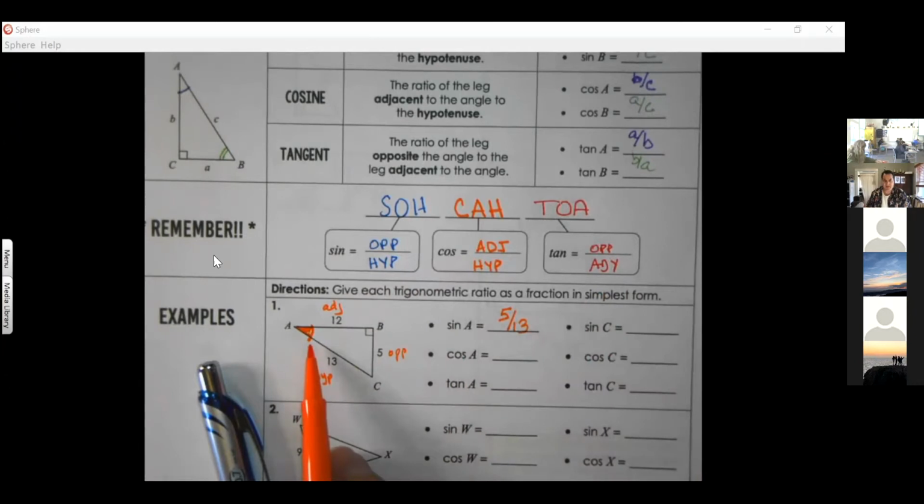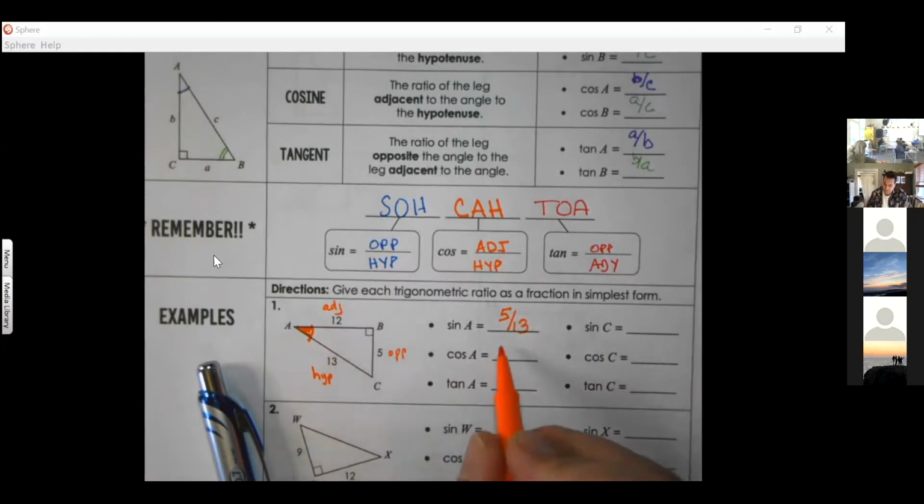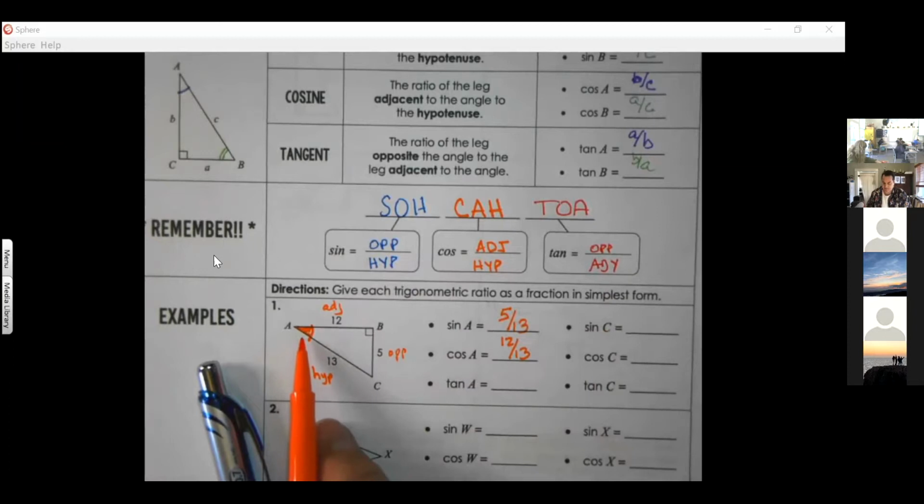What would the cosine of angle A be? Well, that would be taking the adjacent side over the hypotenuse. So that'd be 12 over 13, whereas the tangent is the opposite over the adjacent. So, I'm just going to leave a so hanging out there, begging to be interrupted.